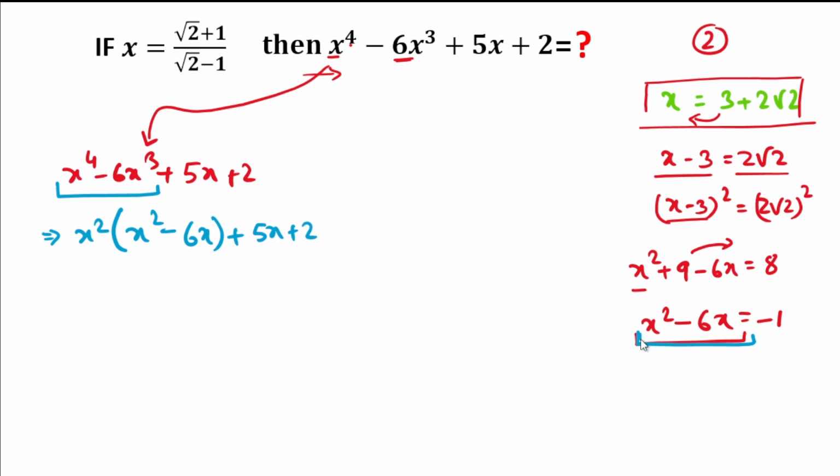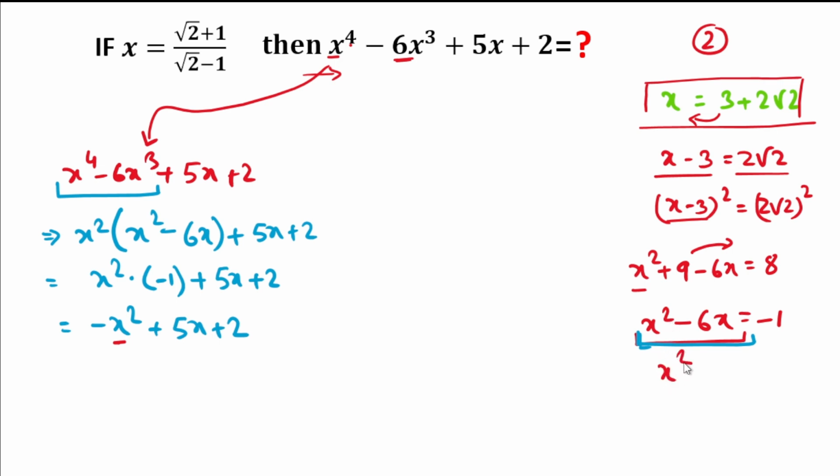Now here we'll put the value of x square minus 6x, that is equal to negative 1. So here it is x square, and in place of this term we'll write negative 1, and plus 5x plus 2. Now here x square and minus 1 is minus x square plus 5x plus 2. So now in the next step we have x square here. So from here we will calculate the value of x square.